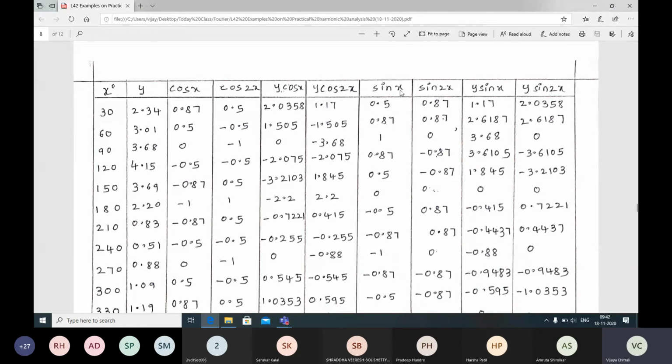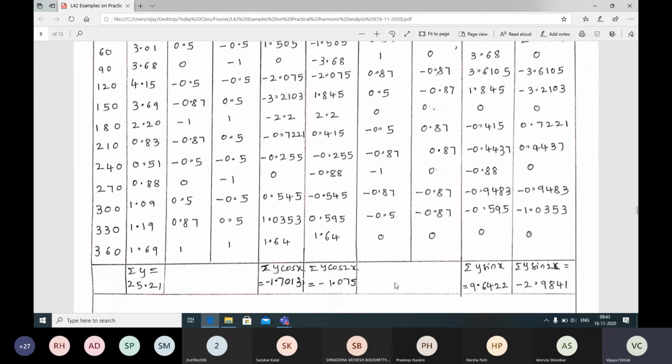For that, first sin x: sin 30 is 0.5, sin 60 is 0.87, sin 90 is 1, sin 120 is 0.87, sin 150 is 0.5, sin 180 is 0, sin 210 is minus 0.5, sin 240 is minus 0.87, sin 270 is minus 1, sin 300 is minus 0.87, sin 330 is minus 0.5, and sin 360 is 0.